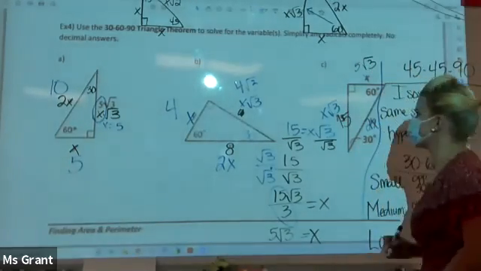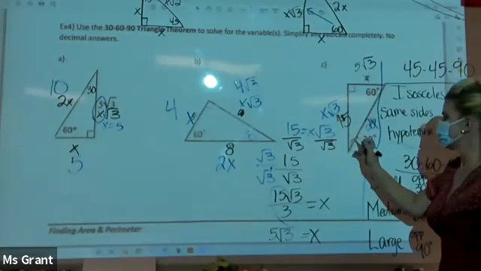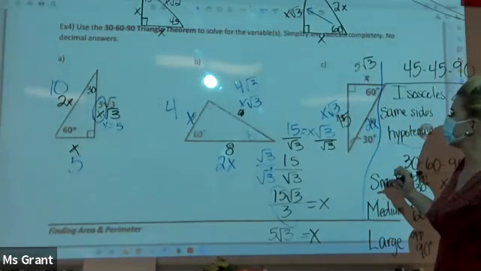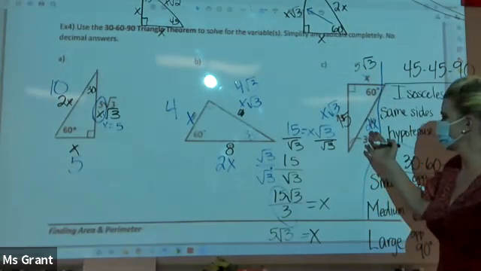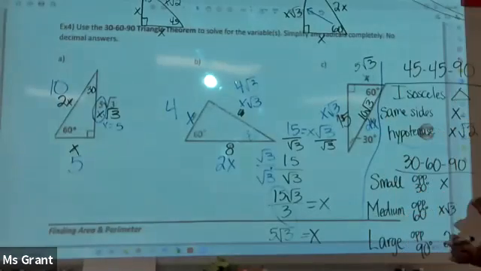This is 15. The side opposite 30 is 5 rad 3. That's X. What's double X? 10 rad 3? Yay! 10 rad 3 is my hypotenuse.